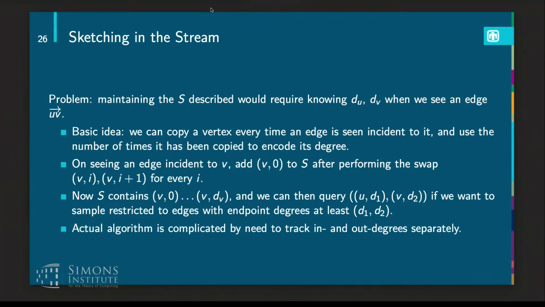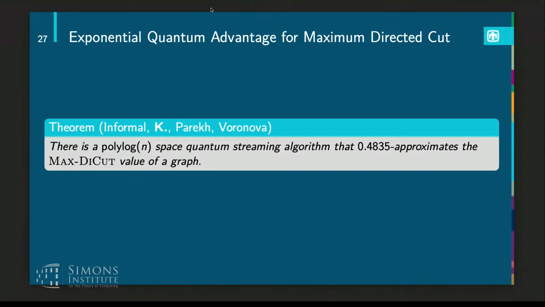Now, doing the actual algorithm becomes quite a bit more complicated because what you care about is the biases, not just the degrees. So you need to do this separate thing to encode the out degrees of the vertex, and it's unfortunately not possible to do this by just repeating that. But I'm going to skim over the details about how you do that, since they're not that enlightening, and just give you the final result, which is that there is a polylog n space quantum streaming algorithm that successfully approximates this bias histogram, and that therefore gives you a better than 4/9 approximation to the maximum directed cut value of the graph.